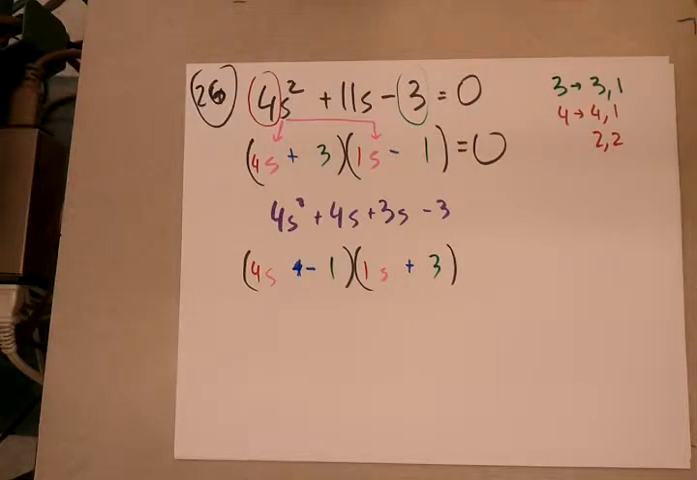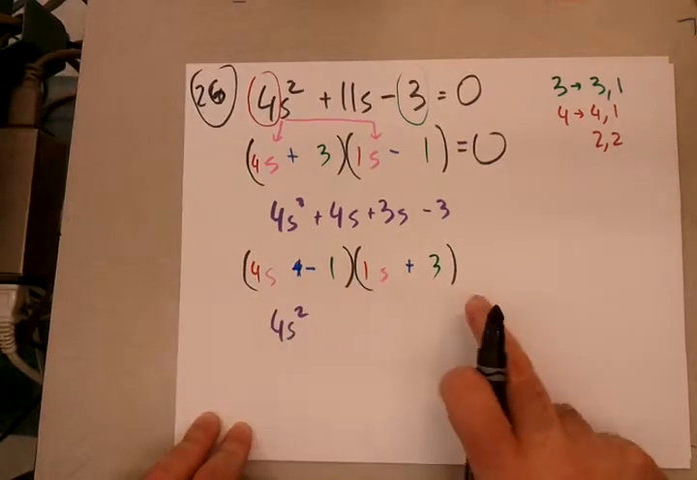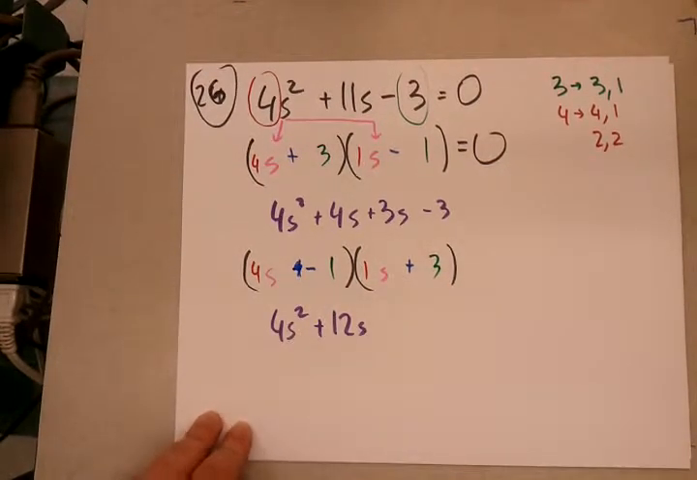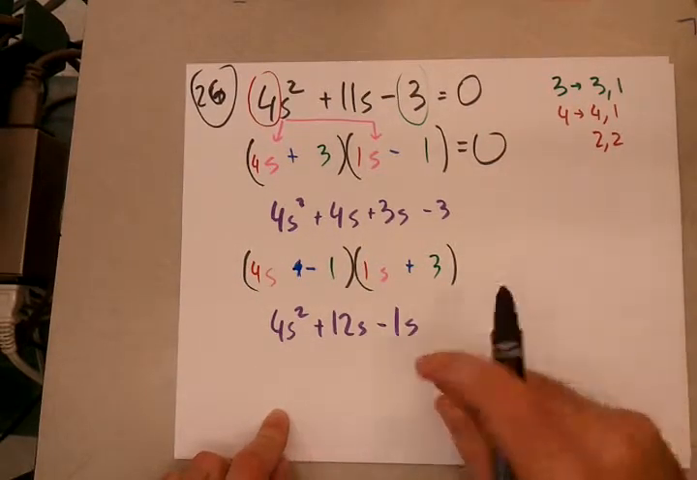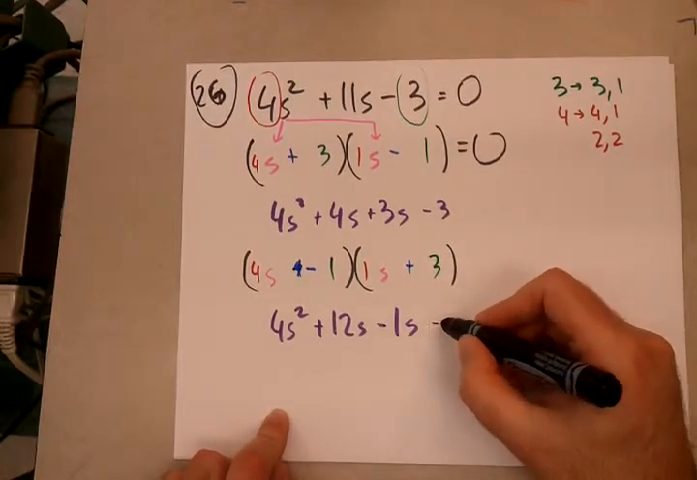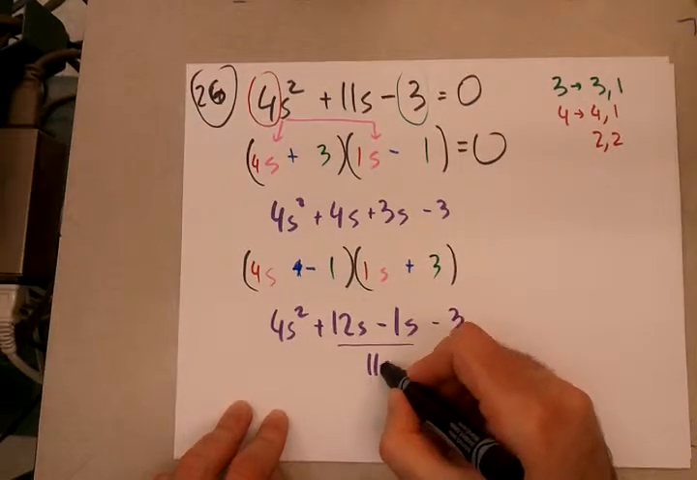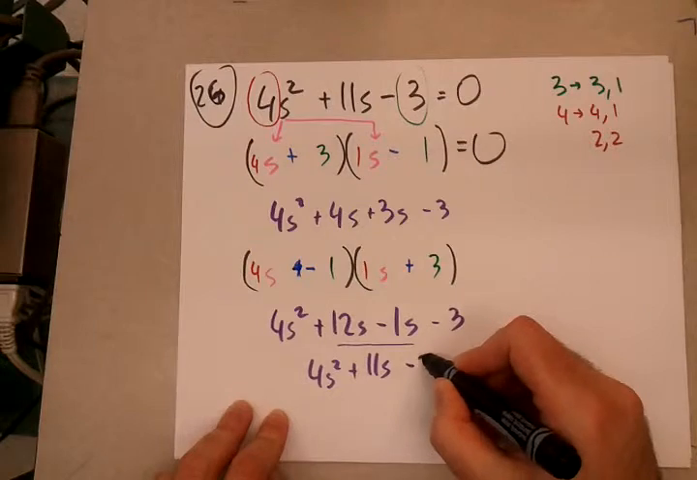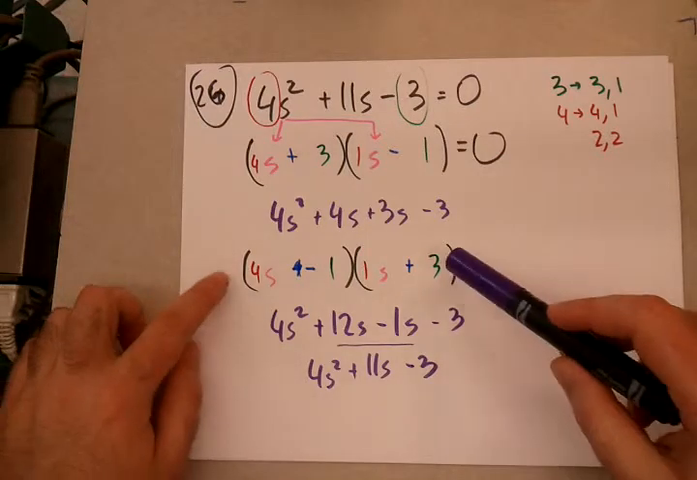So what this is going to give me? 4s times 1s, that's 4s squared. 4s times positive 3, positive 12s. That's promising. Negative 1 times 1s, that's a negative 1s. That's going to be the key. Negative 1 times positive 3 is a minus 3. And if I simplify this, I get my 11s. I'm going to bring this down, 4s squared plus 11s minus 3. Okay, good. So that actually works. That's my right combination.